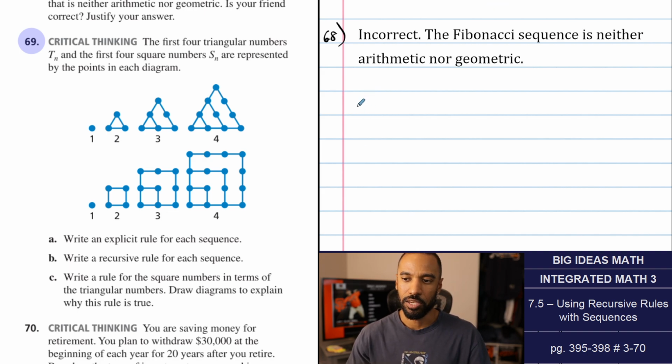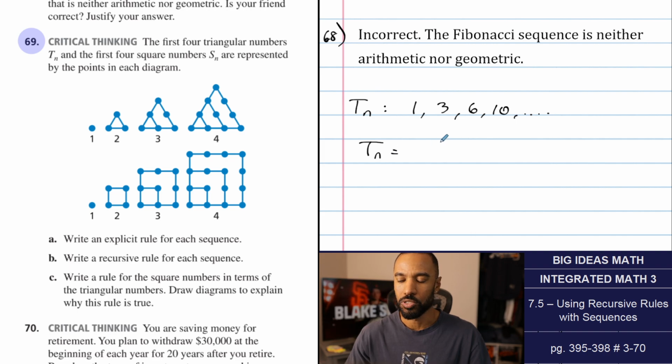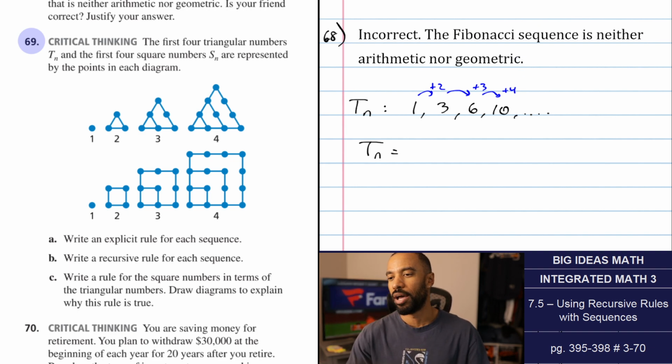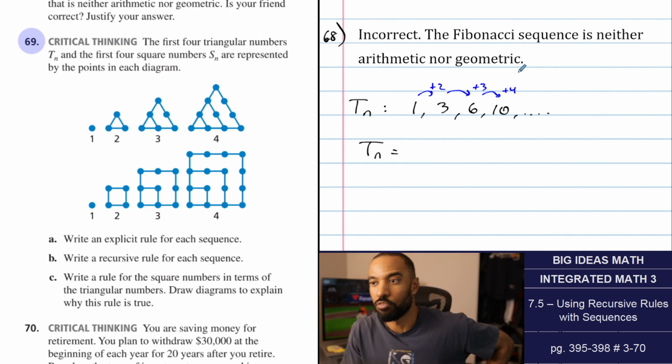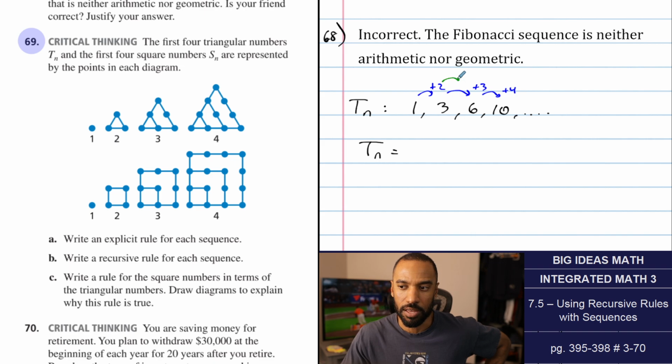So triangular t sub n values, the triangular numbers, we got 1, 3, 6, 10. So t sub n equals an explicit rule. Well, we got a plus 2, plus 3, plus 4. That's how the triangular numbers kind of work. But they have a constant difference of 1 that makes it a quadratic. So we're going to have to come up with another quadratic here, plus 1, plus 1.